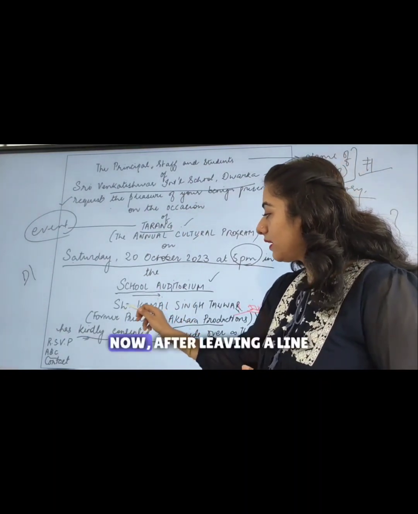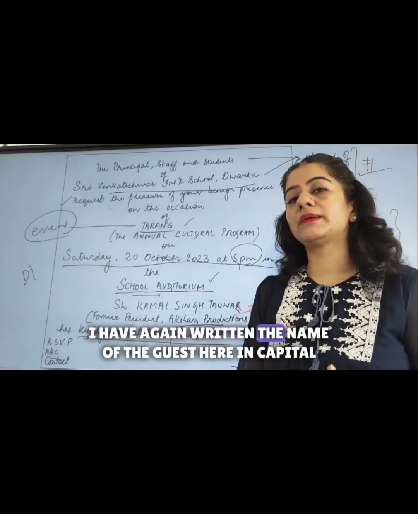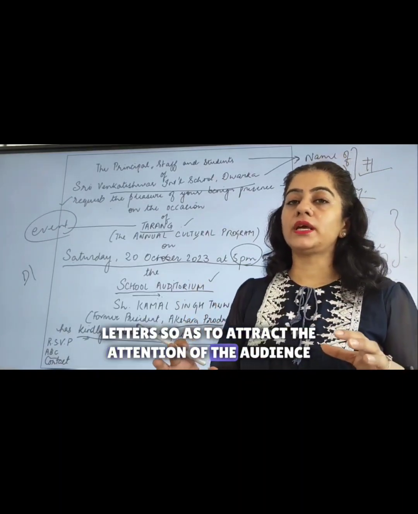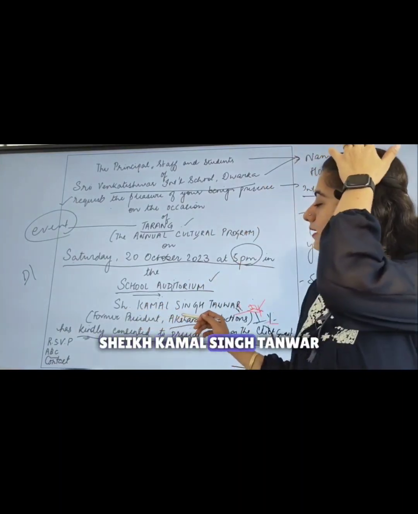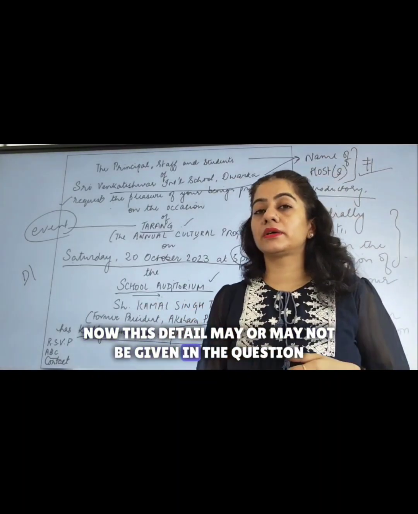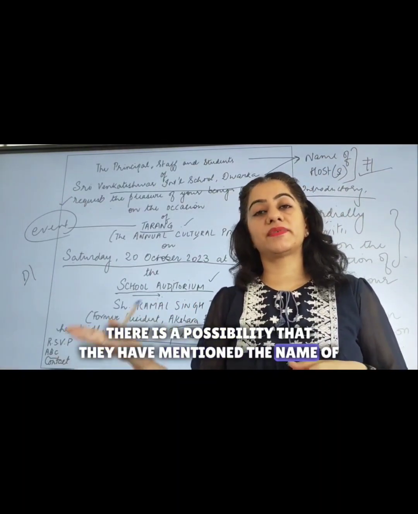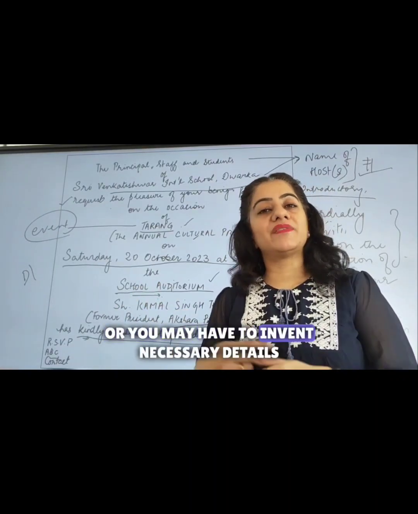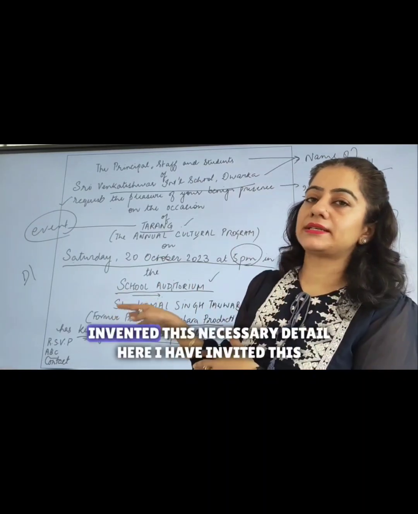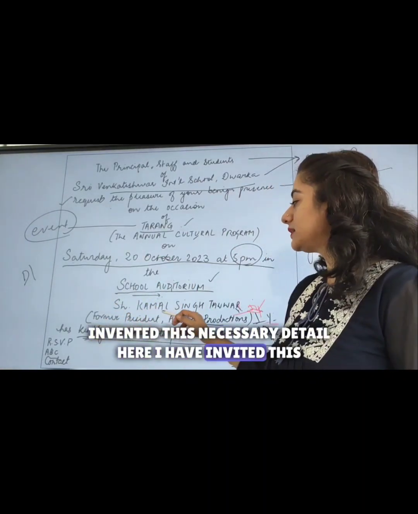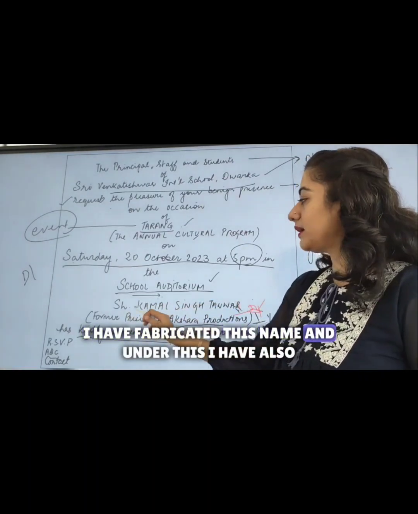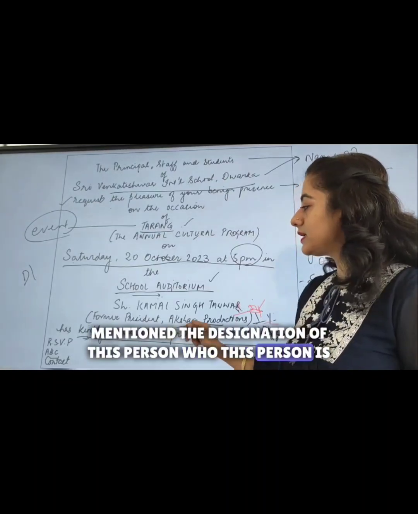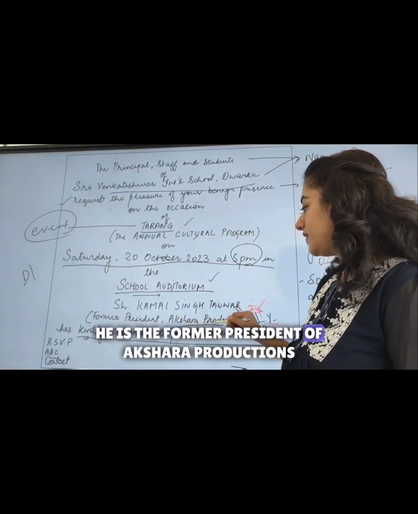Now, after leaving a line, I have again written the name of the guest here in capital letters so as to attract the attention of the audience. What have I done here? Shri Kamal Singh Tanwar. Now this detail may or may not be given in the question. There is a possibility that they have mentioned the name of the guest whom you are going to invite on the occasion, or you may have to invent necessary details. I have invented this necessary detail here. I have fabricated this name, and under this I have also mentioned the designation of this person. Who is this person? He is the former president of Akshara Productions.